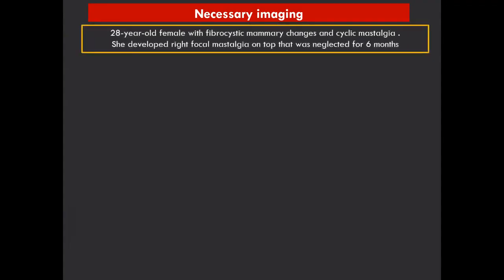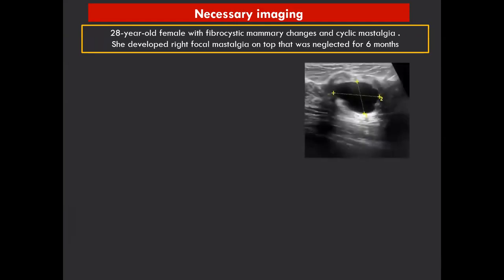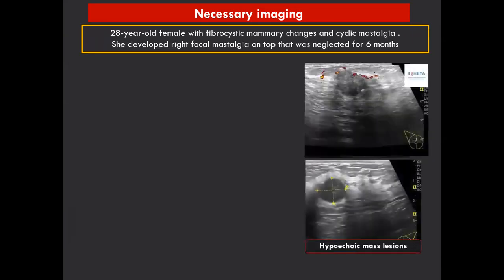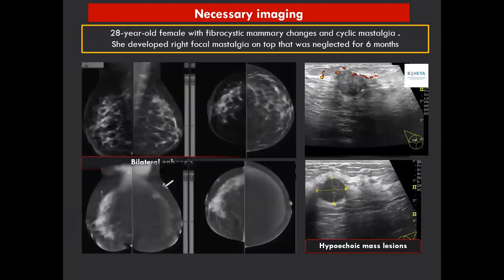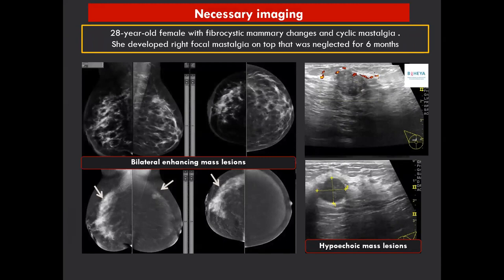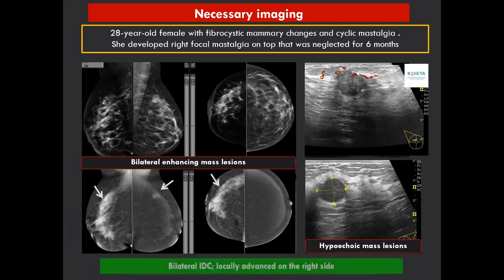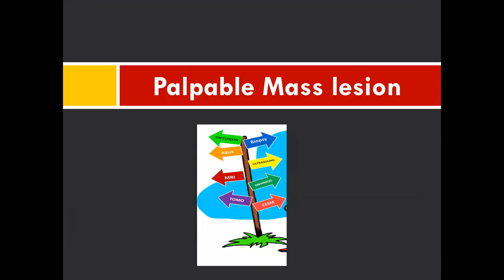Sometimes patients with mastalgia should be imaged. This was a 28-year-old female with fibrocystic mammary changes and cyclic mastalgia. Then she suddenly developed right focal mastalgia on top, which was neglected for 6 months. On her ultrasound examination, yes, she had fibrocystic mammary changes, but in between the cysts, there were irregular solid mass lesions. So we directly referred the patient for a contrast mammogram. And as you see on her mammogram, nothing was evident other than edema of the right breast. But on the contrast mammography, we had bilateral enhancing mass lesions, which was locally advanced on the right side.